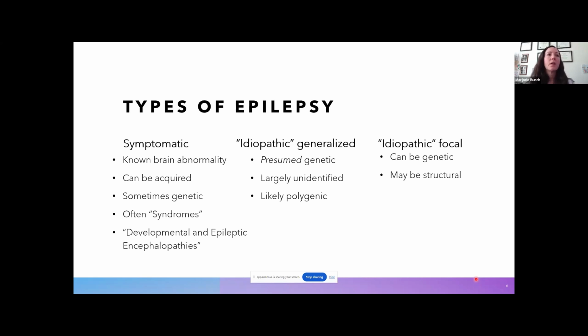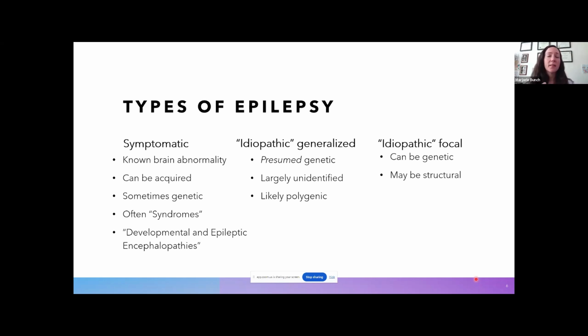And then there's a category of epilepsy called the developmental and epileptic encephalopathies. These refer to a group of severe epilepsies characterized both by seizures, which are often really hard to control, as well as encephalopathy, a term used to describe really significant developmental delay or even developmental regression.